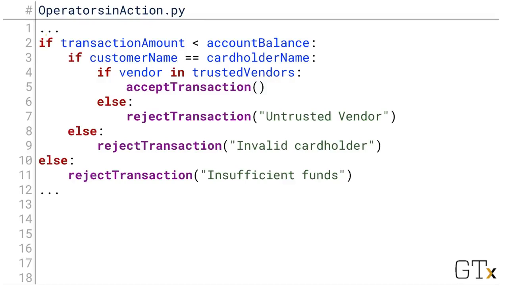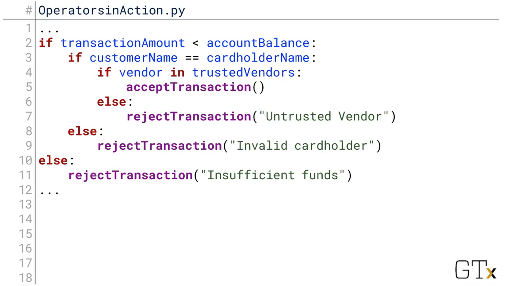Let's take a look at a longer example of these operators in action. Imagine we're writing a program that validates a credit card scan. This would be part of a longer program. That's why we have these dots at the beginning and end. That's just my way of saying this is part of a larger segment of code.